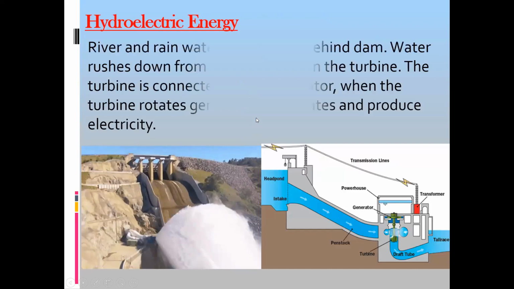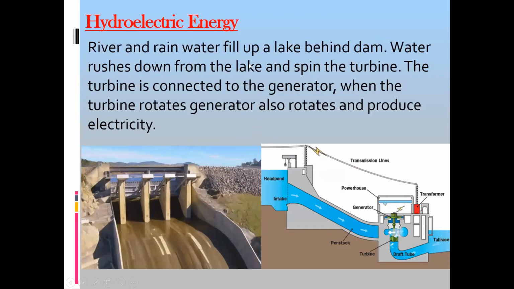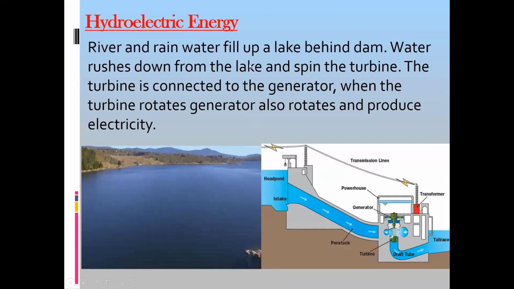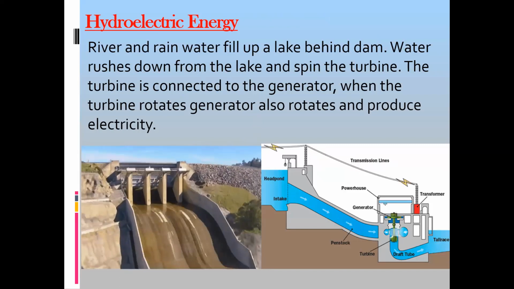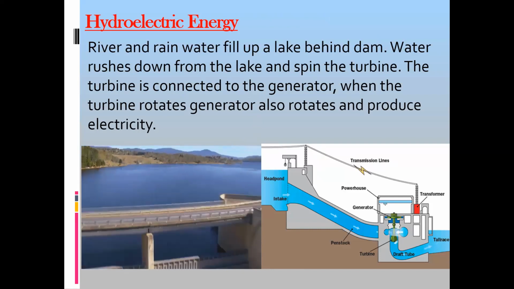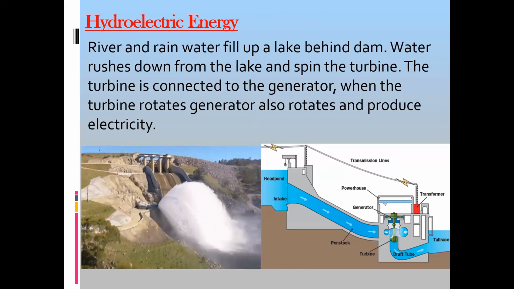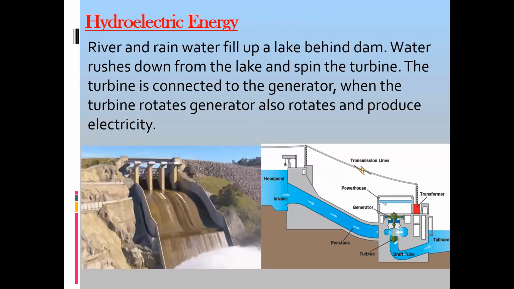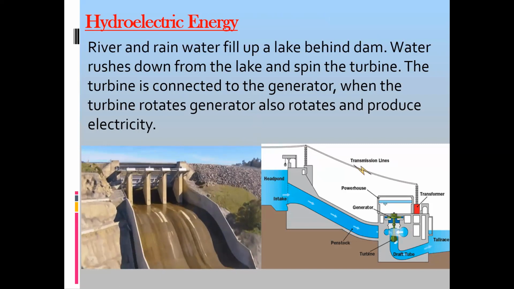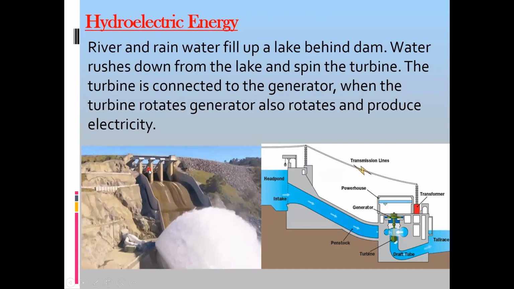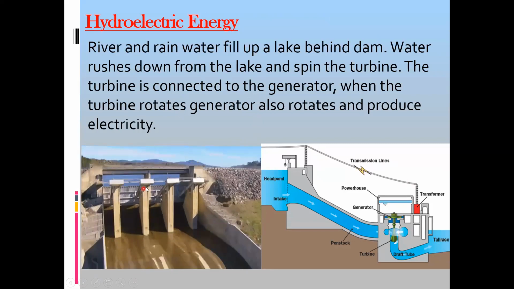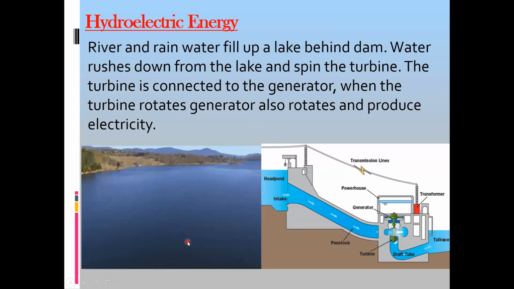The second way, what we can do, we can use hydroelectric energy. What is hydroelectric energy? From the name you can understand, hydro means water and electric is from electricity. So first what we do, as you can see in the picture, we store the water. This is called a dam. So we store the water behind the dam, as you can see.